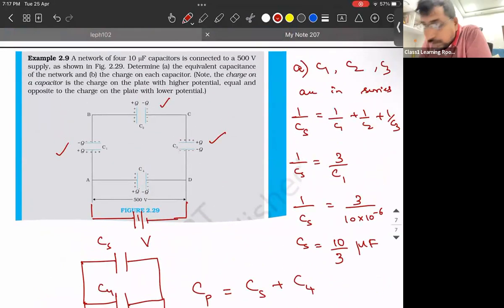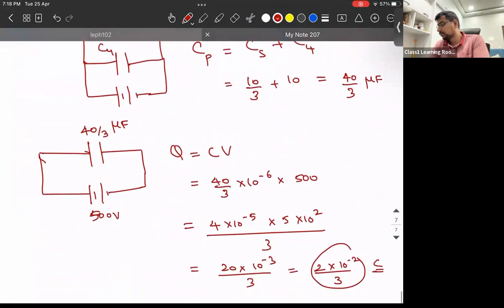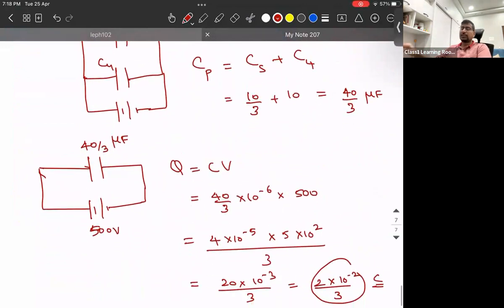So the first part, the equivalent capacitance of the network, we found it. It came out to be 40 by 3 microfarad. The charge on each capacitor, how much did the charge come to? That's what we need to find. We'll see how to do that. First, you can copy this part.